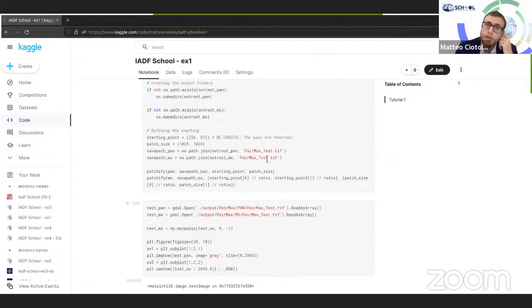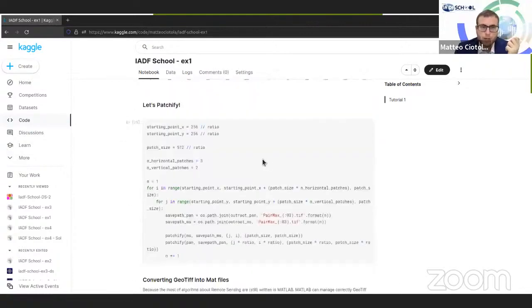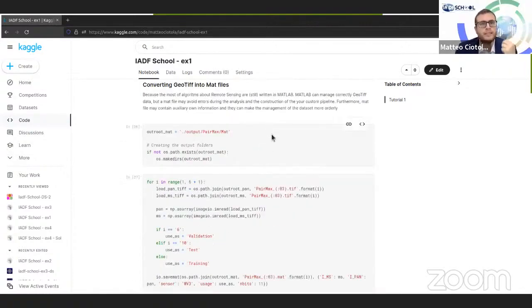Now, we may already be ready to use these files for our goals because Python allows us to convert them into a NumPy array on which to apply calculations and manipulations. Anyway, in my opinion, it is better to take a step further, converting them into MAT files. And this choice has two main advantages. It allows a faster compliance with MATLAB. Pansharpening problems are partially solved by algorithms developed in MATLAB. And for this reason, many useful tools are still written in MATLAB, especially for evaluation.